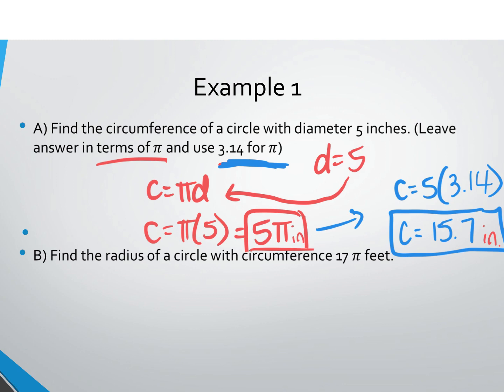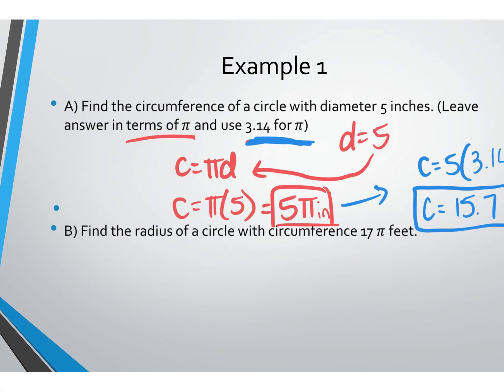If it doesn't say leave your answer in terms of pi or use 3.14 for pi, you would use the pi button on your calculator. So if it doesn't say either of those two, just use pi. So go ahead and multiply 5 times the pi button on your calculator, and you should get a different answer. Go ahead, Kristen.